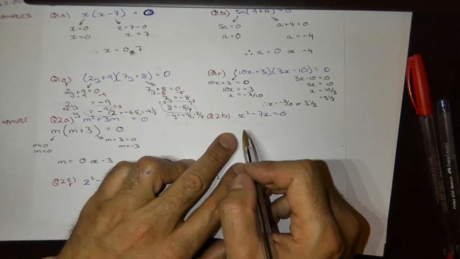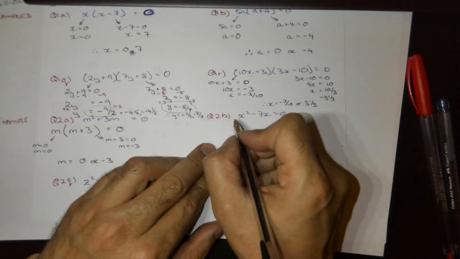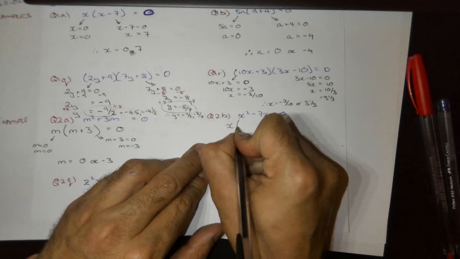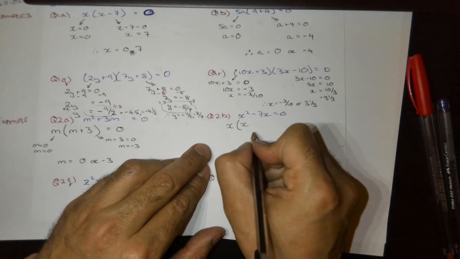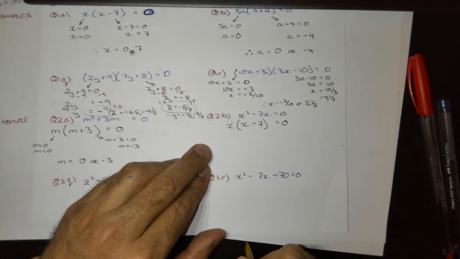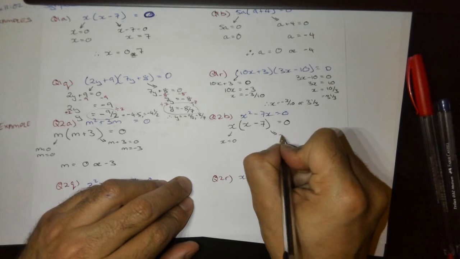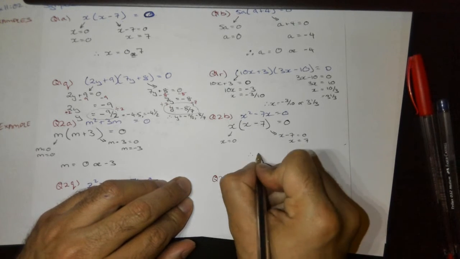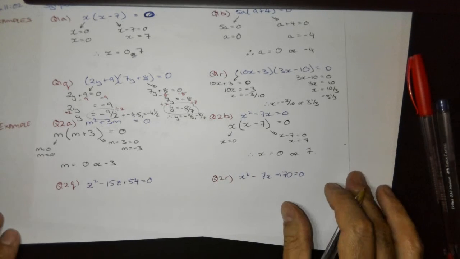Here we go with 2b. So we've got x squared and a 7x. I notice that the highest common factor between x squared and negative 7x is x. x times x gives me x squared, and x times negative 7 gives me negative 7x. And that is equal to 0. So x is 0, and x minus 7 is 0. So x has to be 7. Therefore, x is 0 or 7. That's the solution.